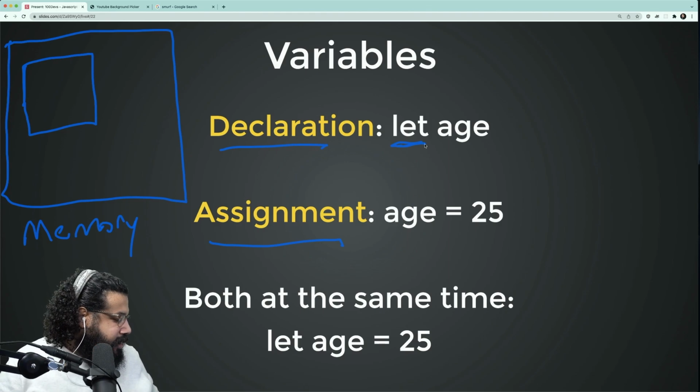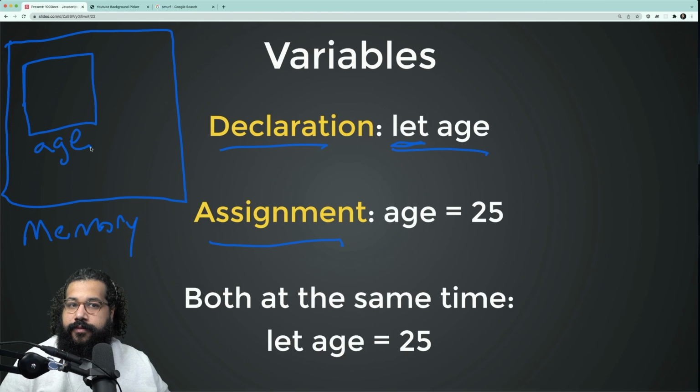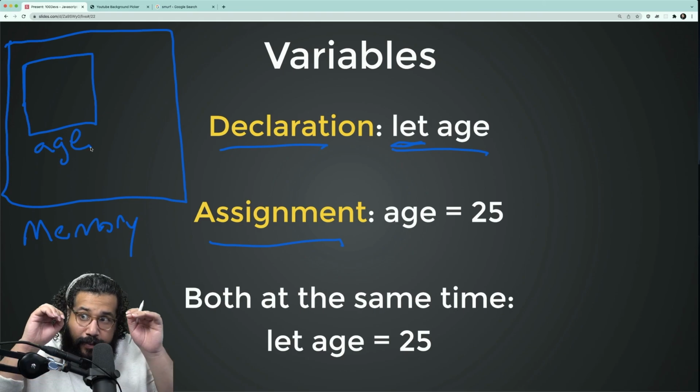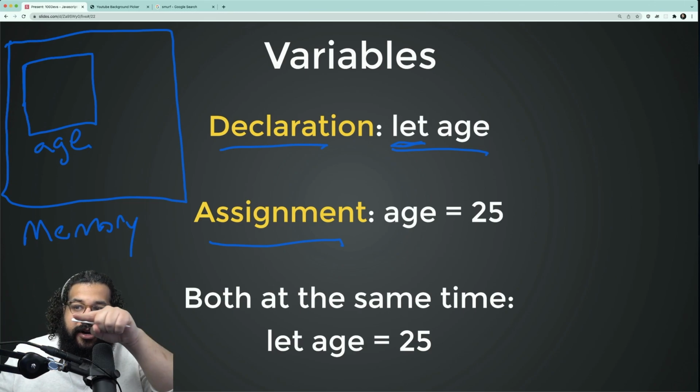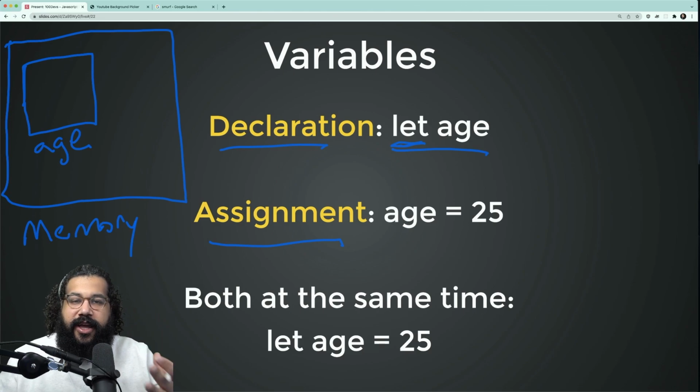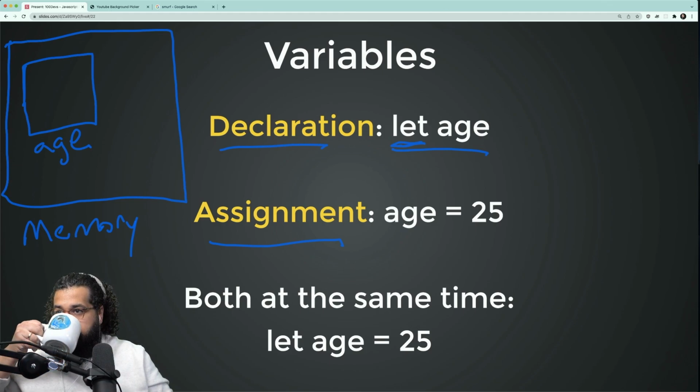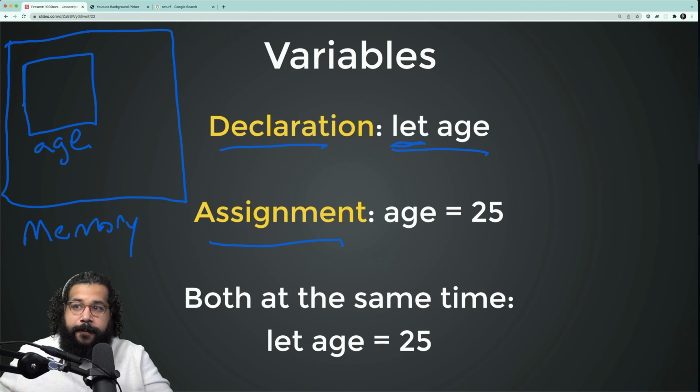And so right here, I've done my declaration step. I've created a new space in memory called age. So if we could actually look into the computer's memory, right now there would be a space that is empty that is marked for age. Right now, is there anything stored in that bucket called age? There is not. At this moment in time, there is nothing stored in that bucket.